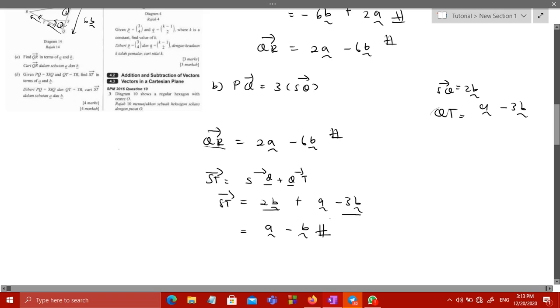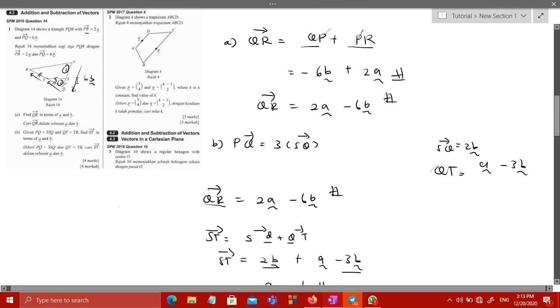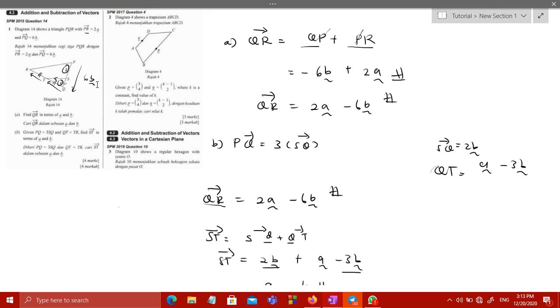So actually it is easy if you understand the concept. And about the ratio, you just use your basic knowledge about the ratio, right? Because you know three parts of the PQ gives you 6b. So when you want to find only one part of it, which is SQ, then you simply divide by 3, right? Because you want to find one part out of 3.